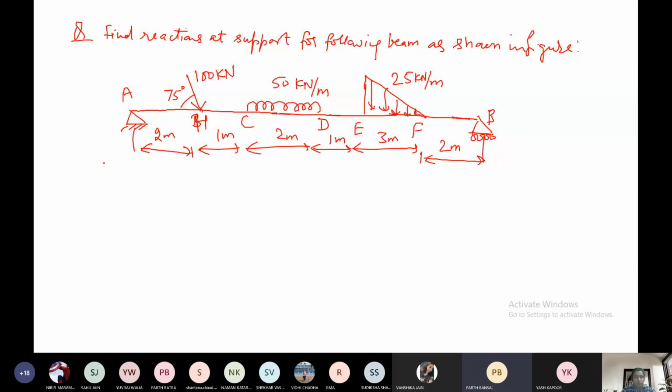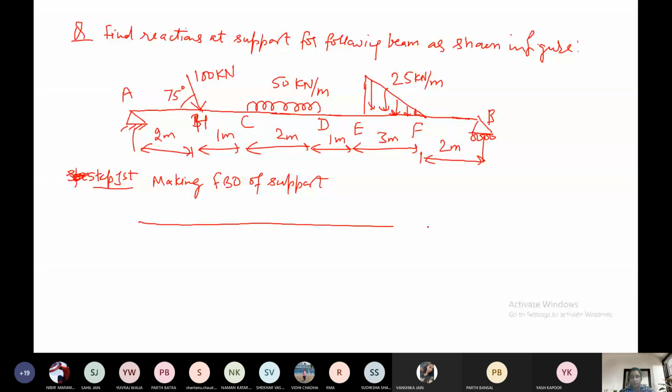Sir, please make the FBD once. Okay, I am writing step by step, so you have to follow the steps. Step number 1 is making the FBD of the support. This is how you have to make it. You can't skip any steps. You have to make every step properly.